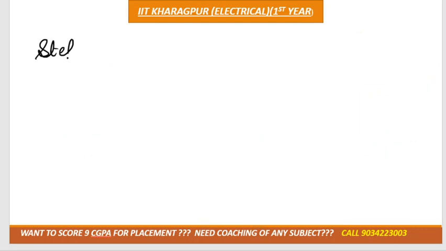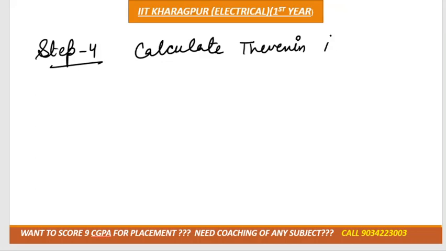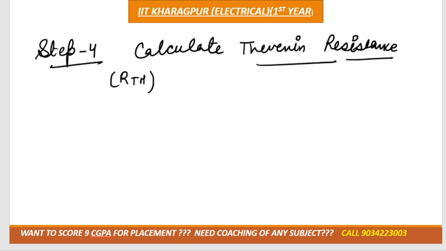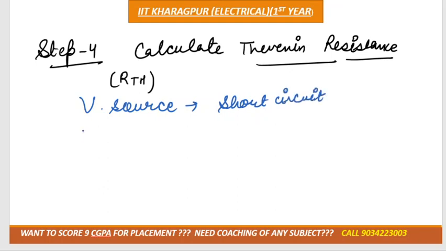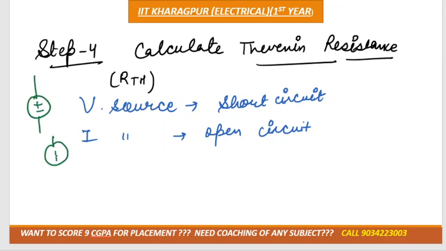Next, step number 4: calculate the Thevenin resistance. Thevenin resistance is denoted by RTH. For that, the voltage source must be short circuit, right? And the current source must be open circuit. Okay, the voltage source is like this, the battery symbol, and the current source like this.